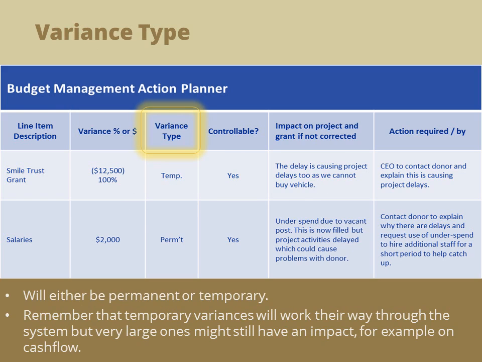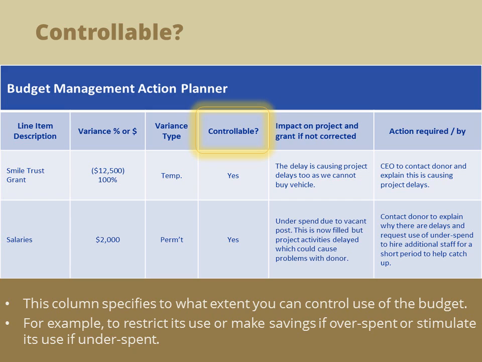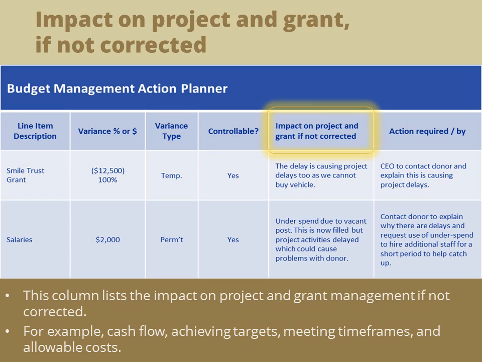The variance type will be either permanent or temporary. Remember that temporary variances will work their way through the system but very large ones might still have an impact, for example on cash flow. This column specifies to what extent you can control the use of the budget. For example, to restrict its use or make savings if overspent, or stimulate its use if underspent. This column lists the impact on project and grant management if not corrected. For example, cash flow, achieving targets, meeting timeframes, and allowable costs.